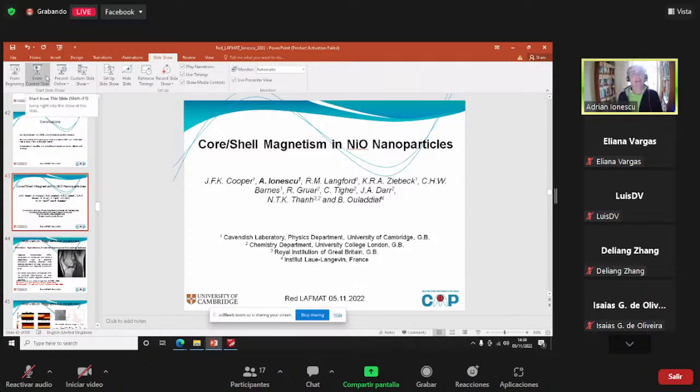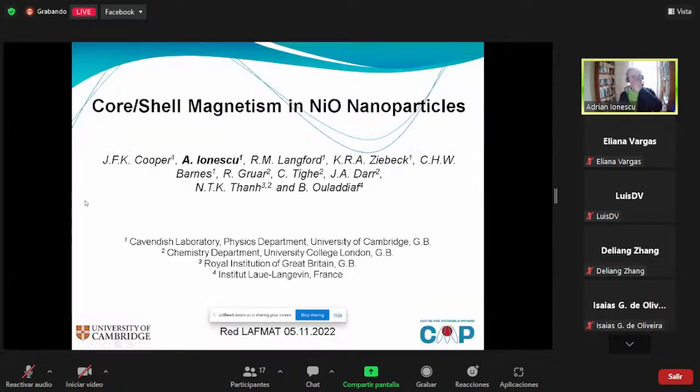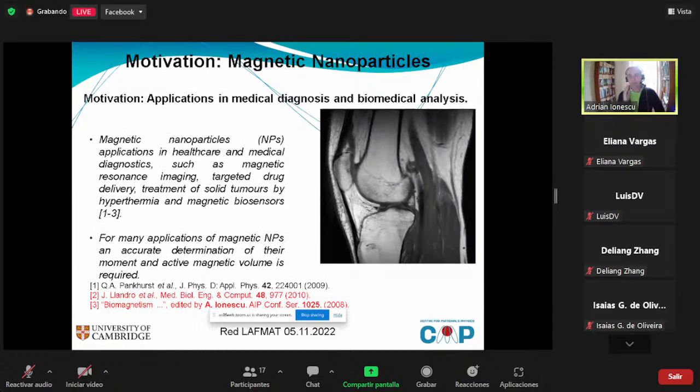Okay, so let's have a look at core shell magnetism in nickel oxide nanoparticles. This was already a few years ago that we have done it, but I think it is one of the neatest results which we have obtained on nanoparticles, which find a lot of applications, not necessarily now in spintronics, but really in medicine, for instance, in healthcare, such as for magnetic resonance imaging, targeted drug delivery, or treatment of solid tumors by hyperthermia.